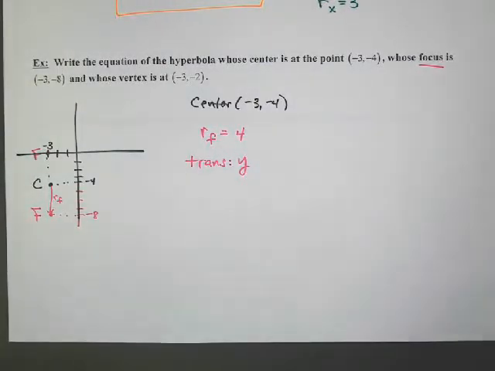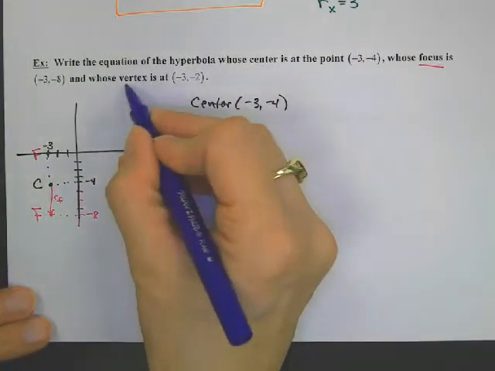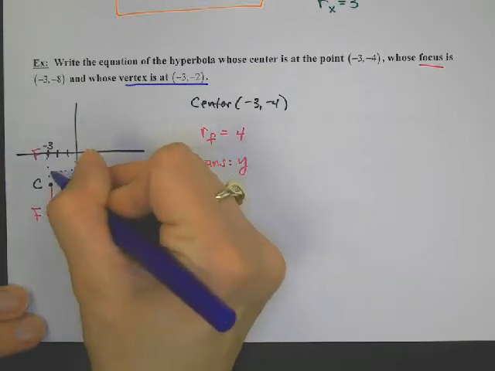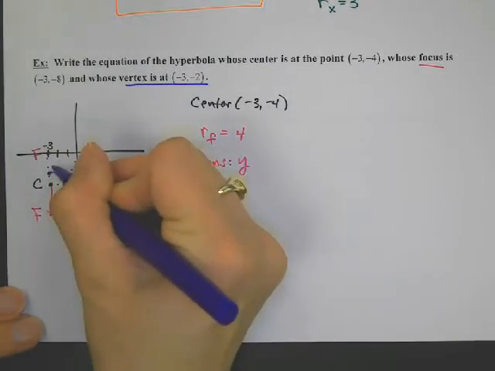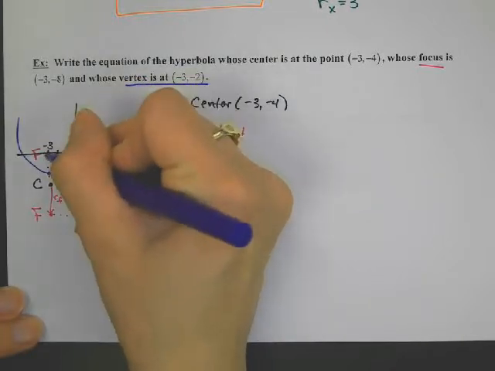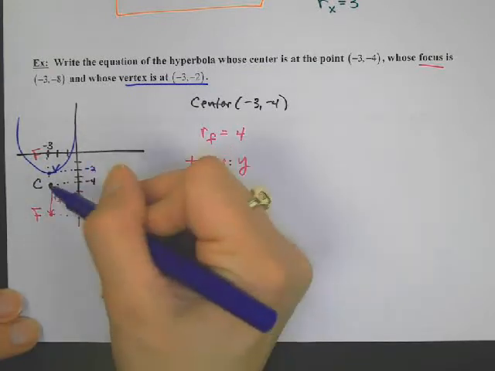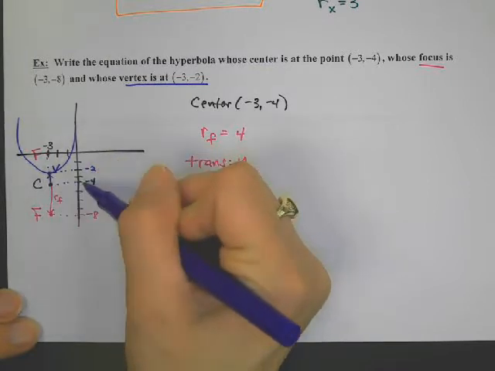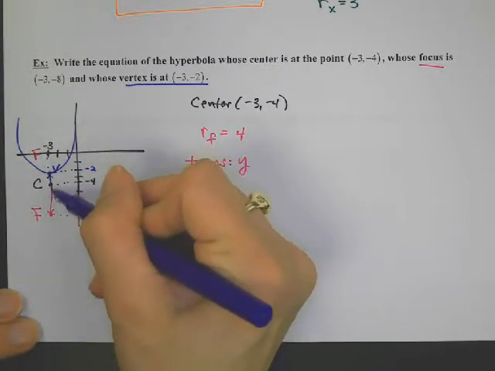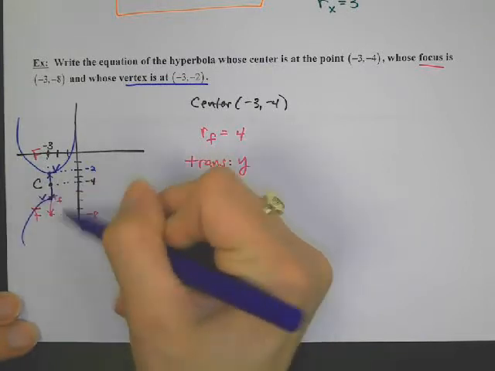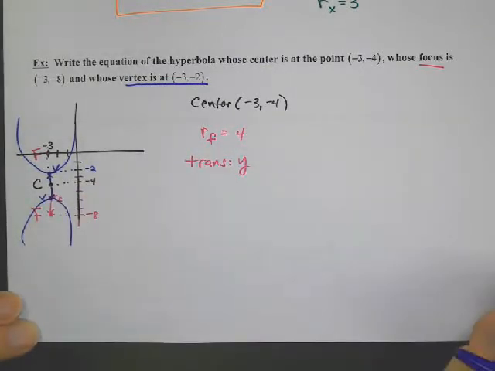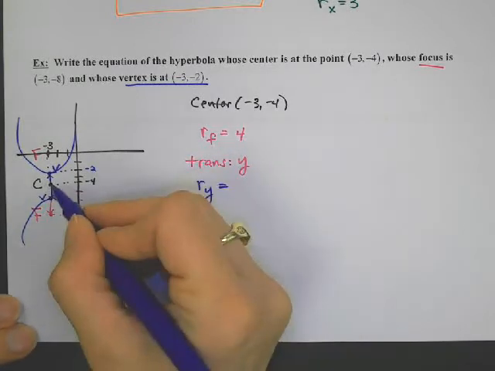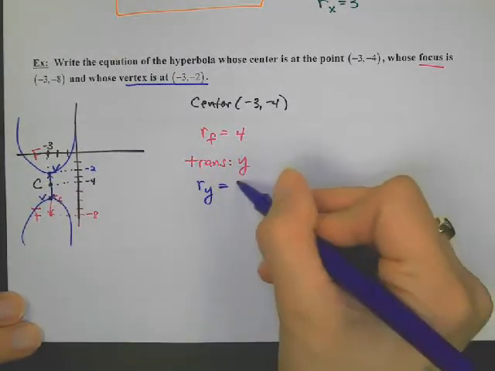Any other clues? Oh, there is one more clue. There's a vertex at (-3, -2). So if this is a vertex, the hyperbola surrounds the focus there. There's one vertex, center up 2 units to one vertex. Center down 2 units, so here's another vertex. The vertices must surround the foci. So looking at this, we now know r sub y. r sub y from center to vertex is 2.